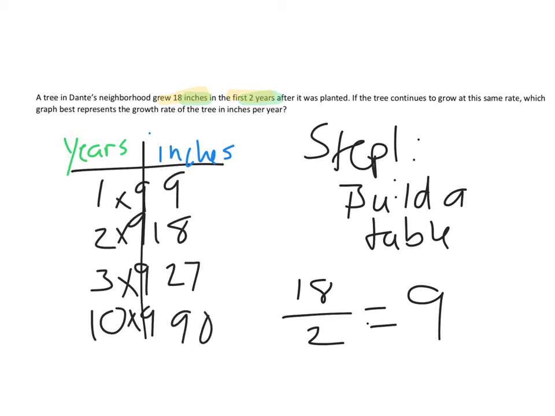So in 3 years, the tree should be 27 inches tall. And then in 10 years, it should be 90 inches tall. So let's see how you make sure you did. If you have any questions on how that happened, please let your teacher know. And let's take a look at now what it's asking. Because remember, the question is literally asking us, what is the graph that best represents this relationship?